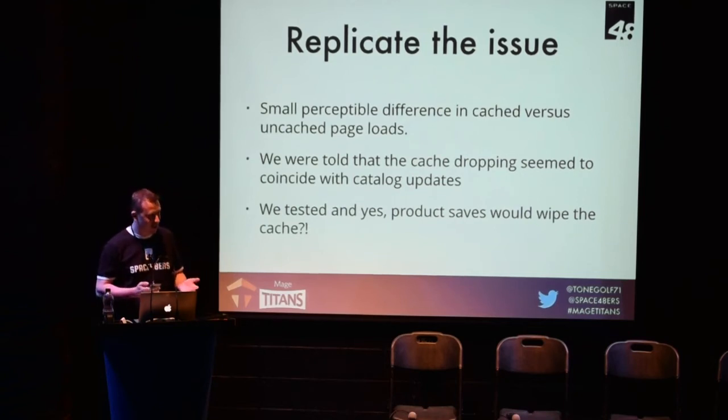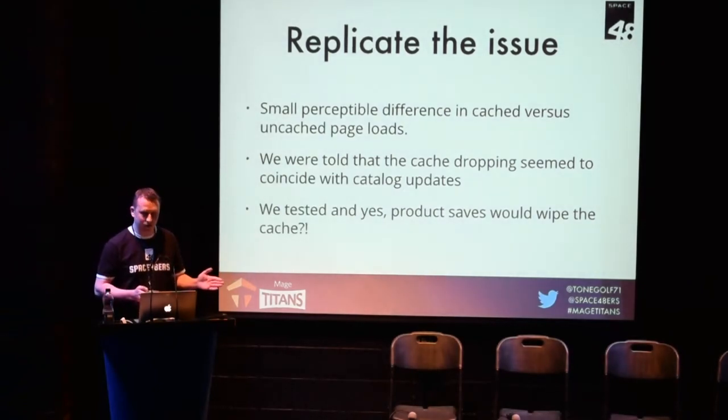But when it was cached, it was a small perceptible difference. You could just tell something was going wrong. And from what they told us, it seemed to be happening more often through the day when they were doing catalog updates, and it was holding fine out of hours. So we tested this, and we could see that just one product save would eliminate the cache on every single product in the store, which is clearly not how that caching is supposed to work. It's only supposed to wipe out the elements that are relevant for that change that you're making.